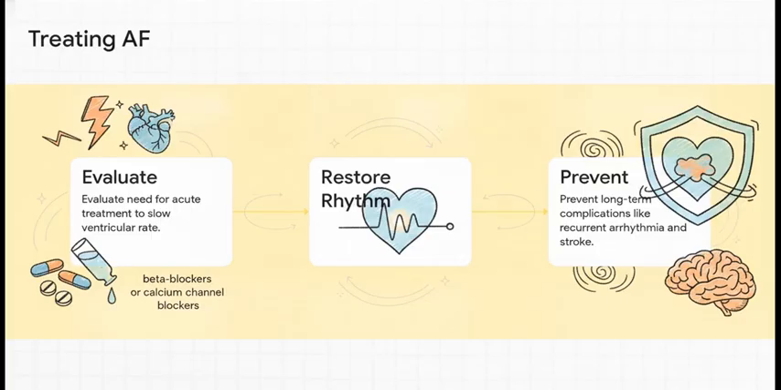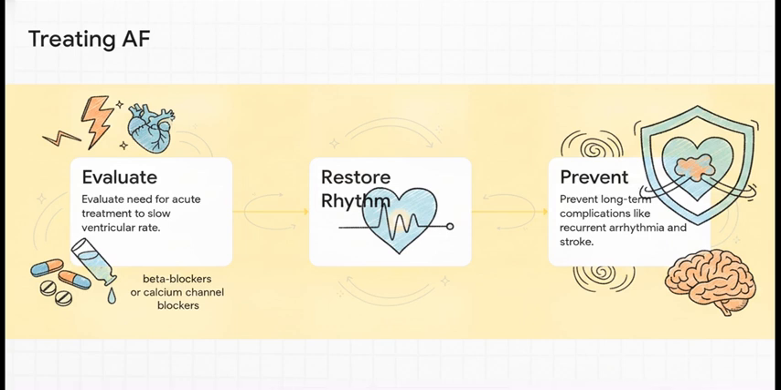So how do clinicians actually wrangle atrial fibrillation back under control? Well, they follow a highly logical, step-by-step protocol. First up, evaluate the need for acute treatment. If the patient is hemodynamically unstable, they get a direct current cardioversion, literally shocking the system to reset it. If they are stable, we shift to rate control, using drugs like beta blockers or calcium channel blockers just to slow down that ventricular response.